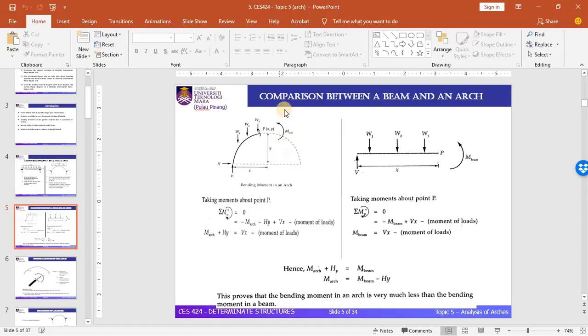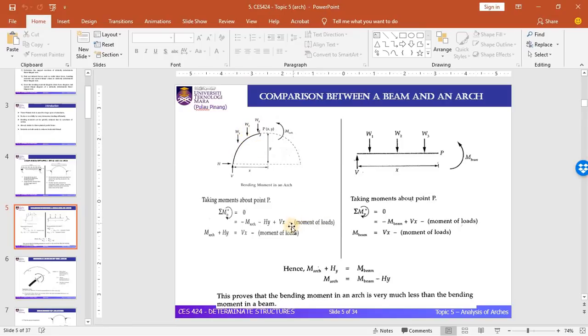Okay, so counterclockwise, we have the horizontal reaction multiplied by y, and this will give a moment due to this horizontal reaction. And we have the vertical reaction here. So this will result in the moment due to the vertical reaction at the support, and we have the counterclockwise moment of loads.